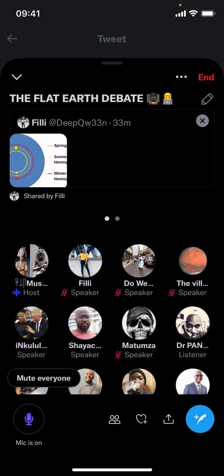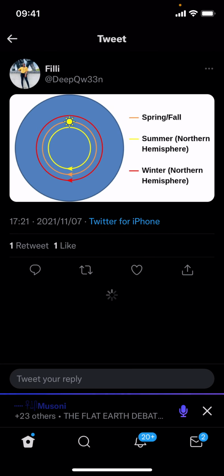But anyway, I just wanna go to Philly with this question. She posted something about the seasons, and according to her globe, she's got three lines. The yellow line is the innermost circle. Then the second circle follows the innermost circle, and then the third circle. So the inner circle is, according to her, summer, northern hemisphere.